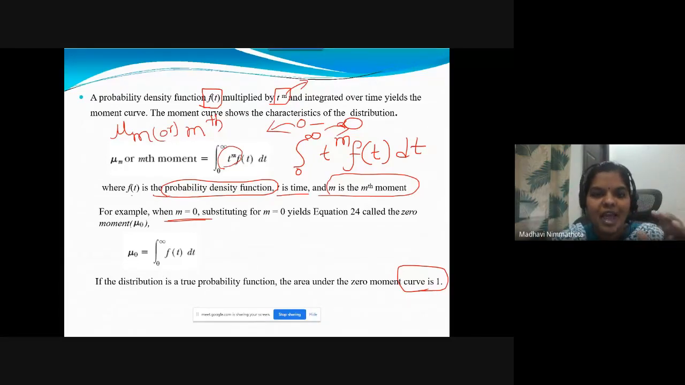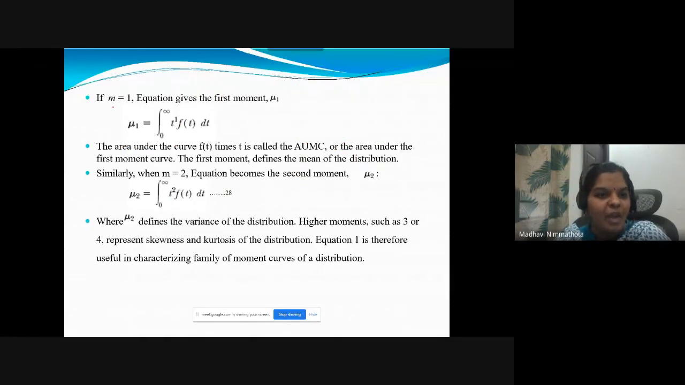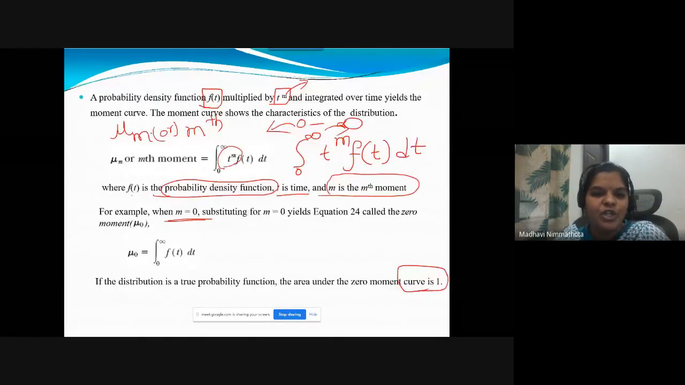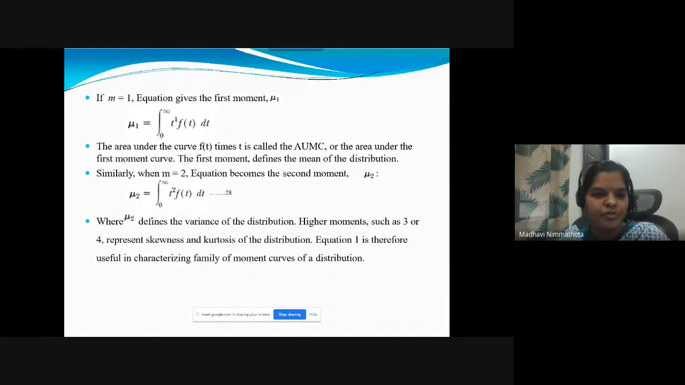Your drug is having some moment between the curves. I will tell you how it will be. If m is equal to 1, instead of writing t to the power of m, you can substitute t to the power of 1. Simple. If m is equal to 2, instead of t to the power of m, you can write t to the power of 2.